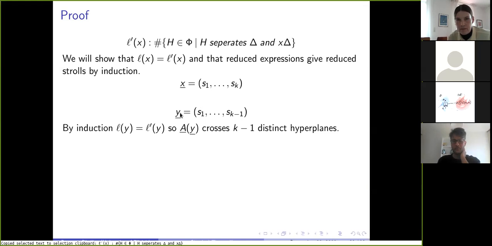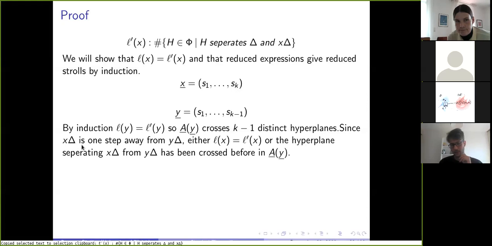All right. And since this has shorter length, by induction, L of y is equal to L prime of y. So the corresponding stroll of y underline crosses k minus 1 distinct hyperplanes, because that's the number of them separating it. It has length k minus 1. And then, x delta is one step away from y delta. Either taking that one step will increase L prime of x by one, so they will be equal, or the hyperplane separating x delta from y delta has already been crossed, so it won't increase L prime, basically. If this is the case, we're done.